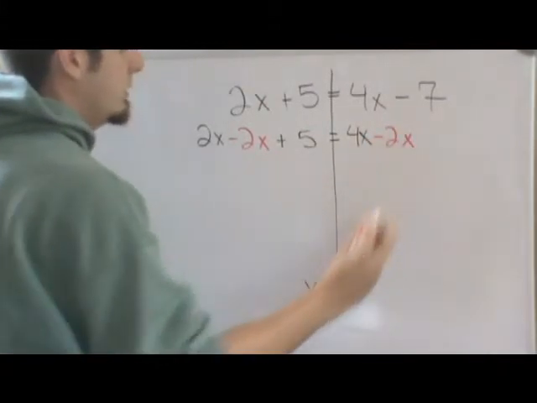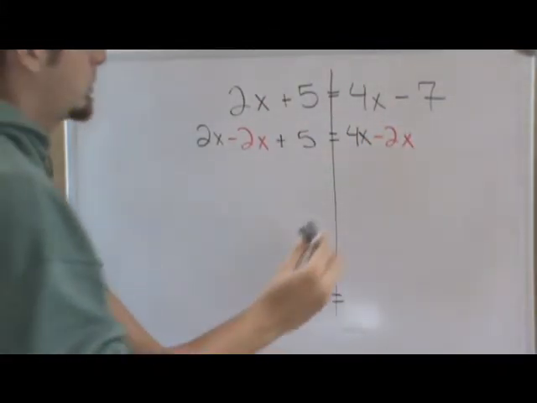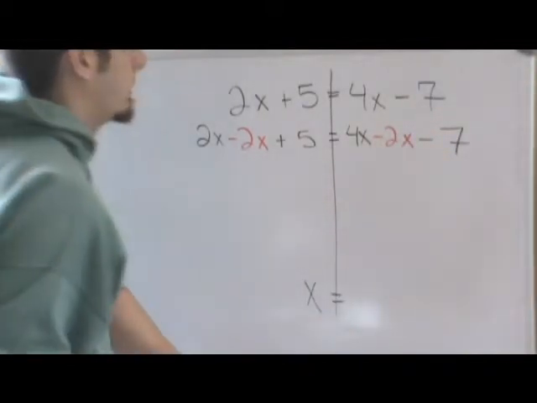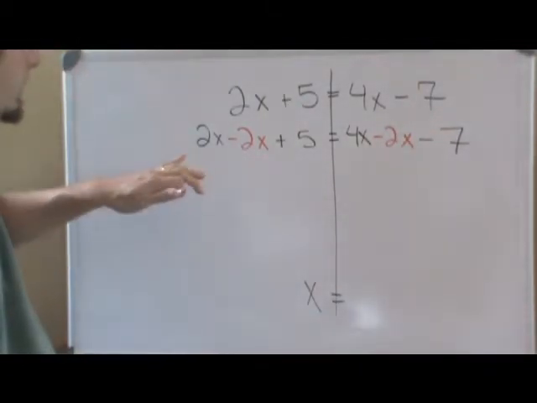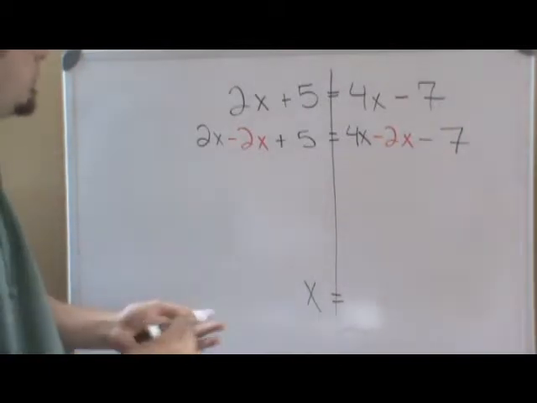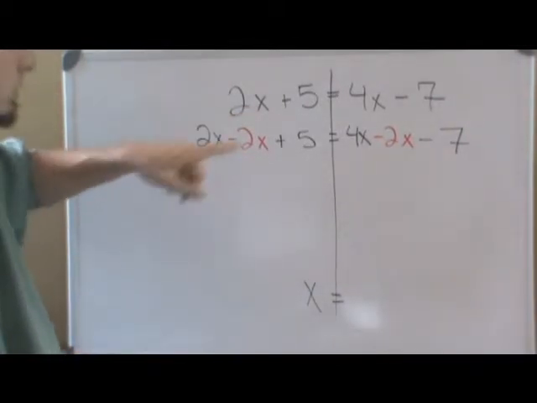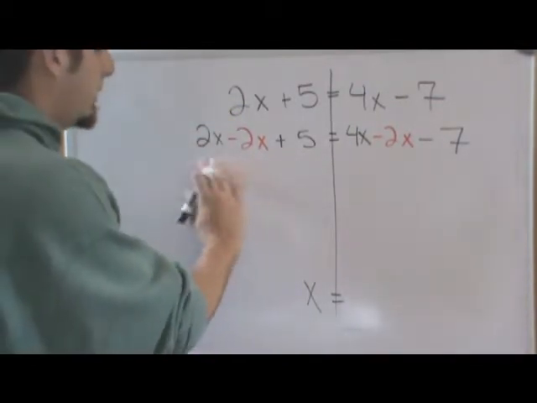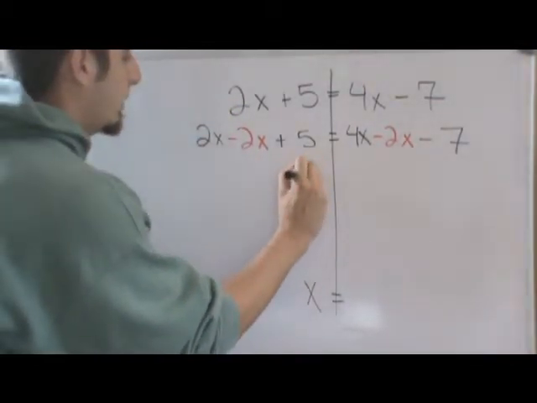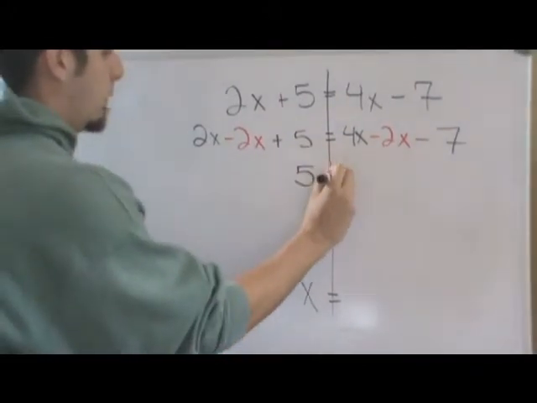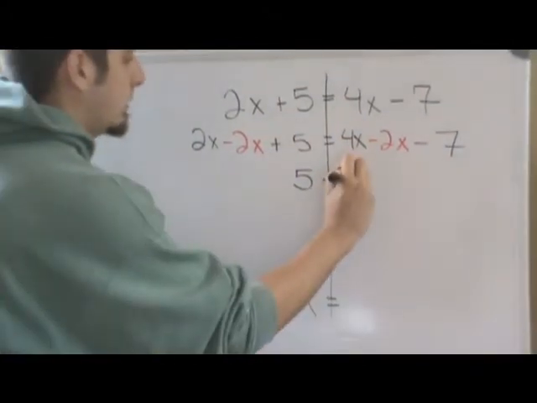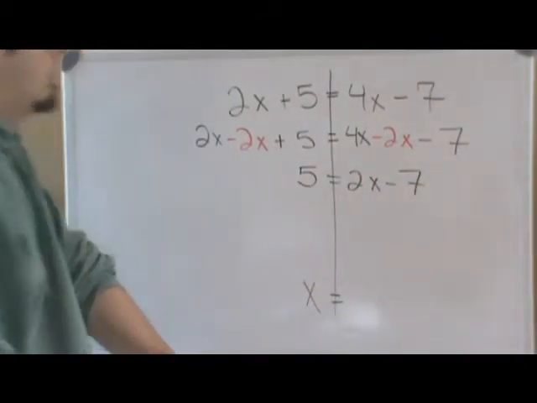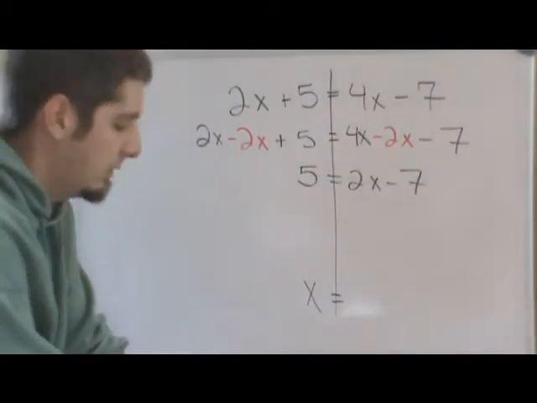And remember, you can pause this at any time. You can rewind it if you need it to slow down, or if you need to hear something over again. And so when I do 2x minus 2x, the whole point of subtracting 2x to begin with was to cancel this 2x out. So those end up canceling each other out because they're opposites, and we're left with just 5. 4x minus 2x is 2x, and we're left with 5 equals 2x minus 7.